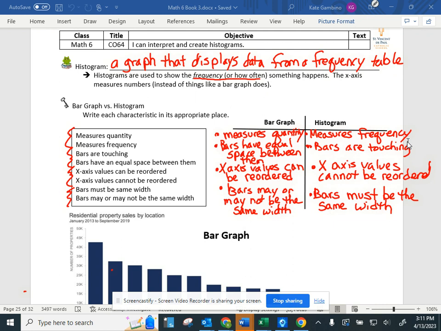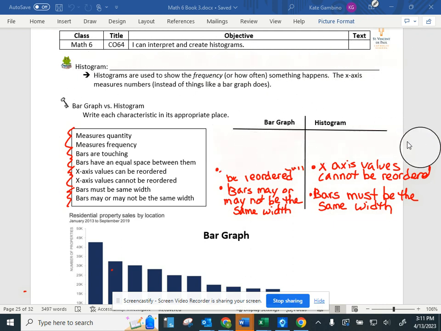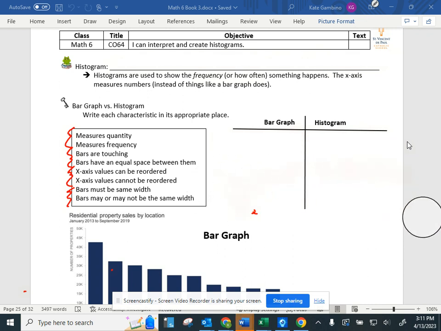So that is our front page. Let's look to see how we use these histograms. So let me scroll down.